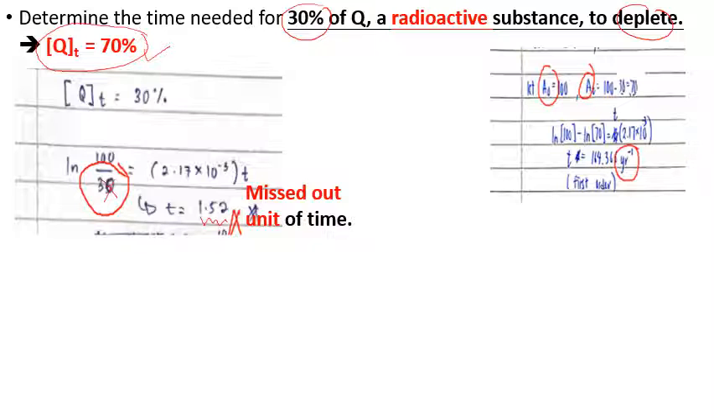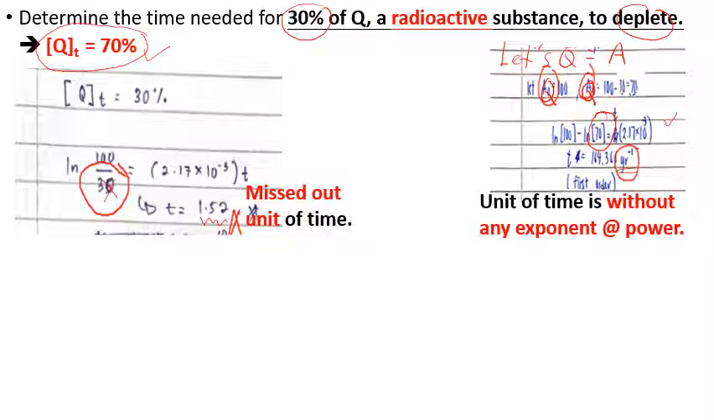Next, we look at this question. The student uses the symbol A. So if you want to use the symbol A in the following calculation, you have to add one statement: let Q equal to A. Or you can just substitute the A with the symbol Q, then it will be okay. So for this question, even though the student used the correct formula and identified the concentration and time given correctly, at the end we notice that the unit of the time is incorrect. Always remember that the unit of the time is always without any exponent or power.